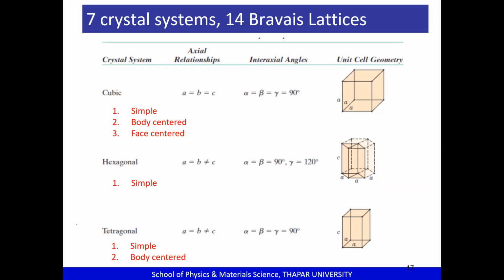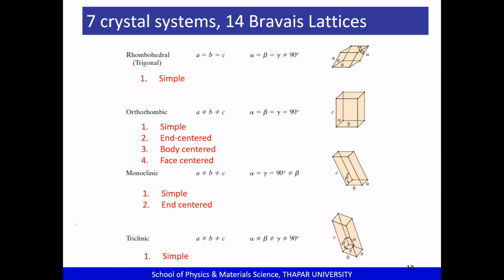Likewise, for hexagonal, I have only one possible symmetry, which is simple, or you can say the primitive unit cell. For tetragonal, there are 2 possibilities. One is simple, another one is body-centered. And likewise, for rhombohedral, it's only simple. For orthorhombic, all the 4 possibilities are there, which are simple, end-centered, body-centered, and face-centered. For monoclinic, only the primitive, which is simple, and end-centered are possible unit cells. And for triclinic, only the simple unit cell is possible.